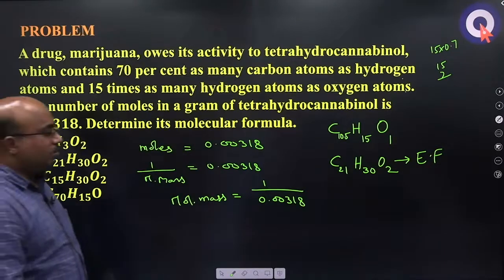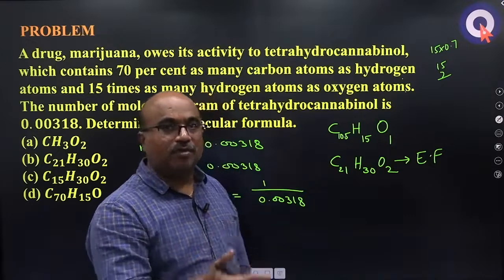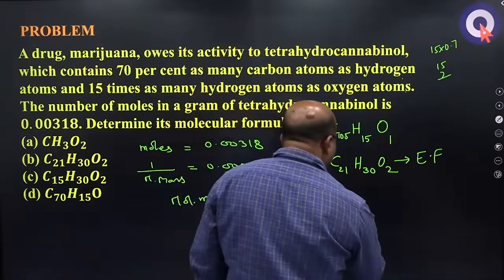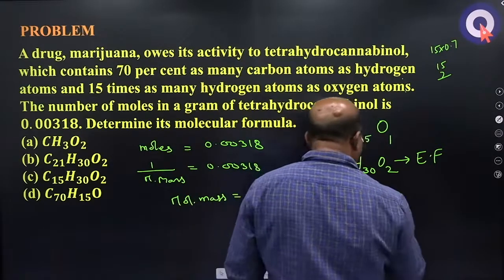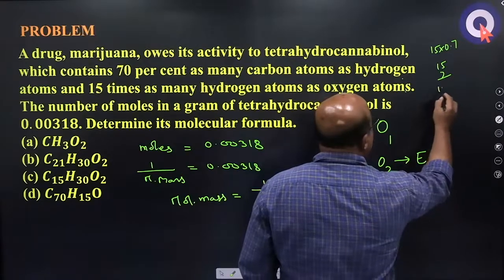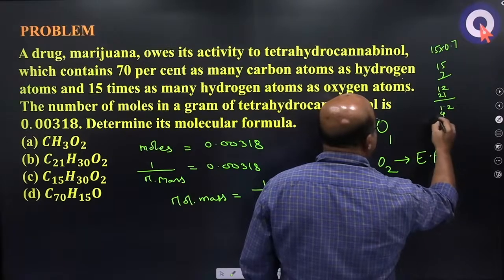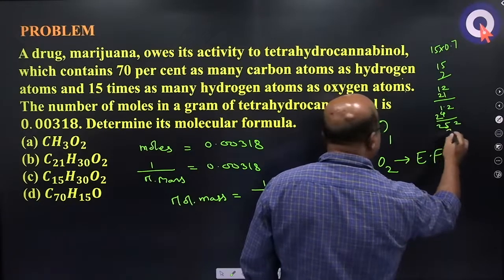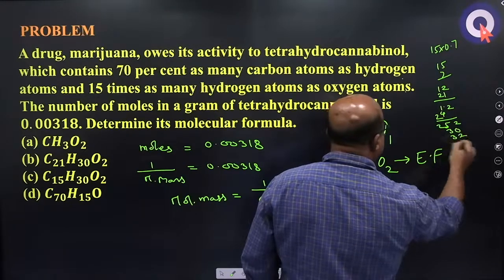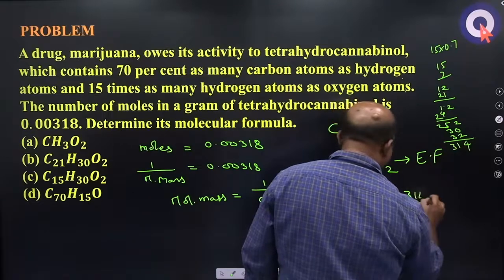So what is the molecular formula? We usually say the molecular formula may be some n times its empirical formula. So what is the empirical formula weight? Empirical formula weight is 21 into 12, plus 30 plus 32. So this is 314.